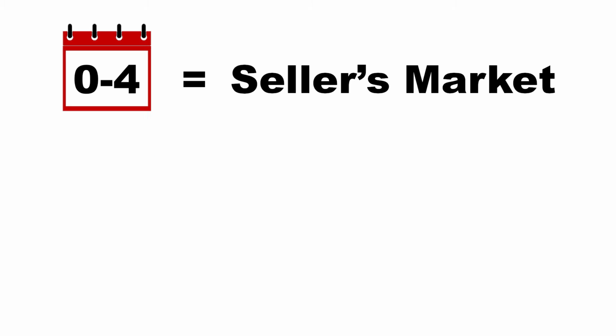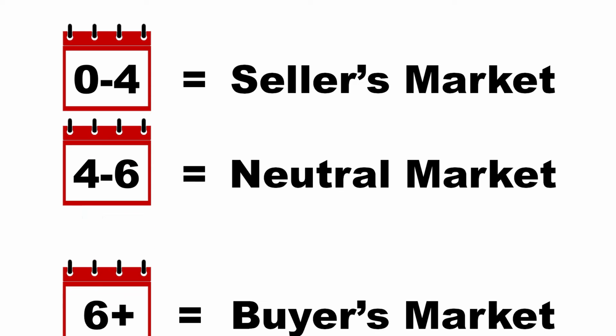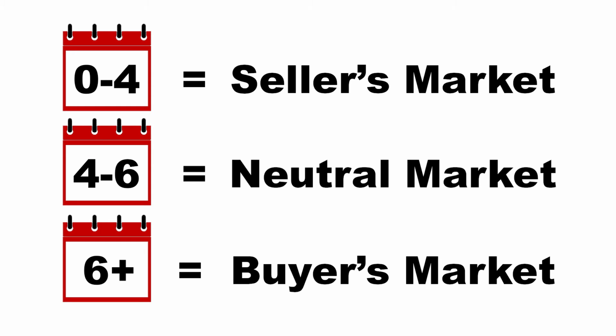So 0 to 4 months of inventory is a seller's market, 4 to 6 is a neutral market, and 6 months or more is a buyer's market. And that will definitely affect the value of your property.